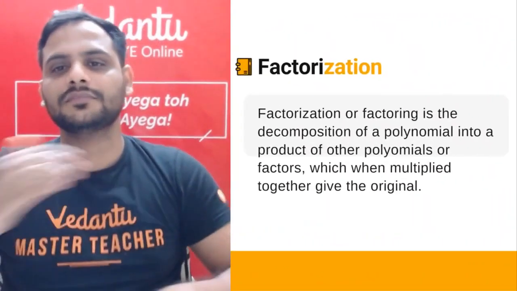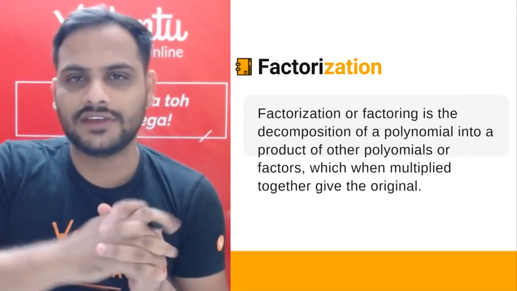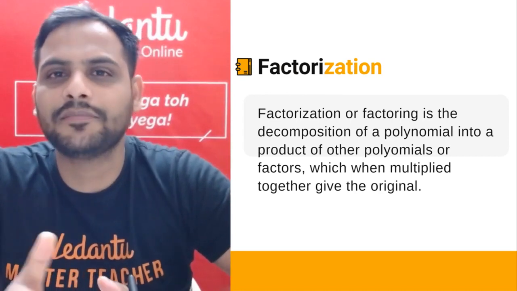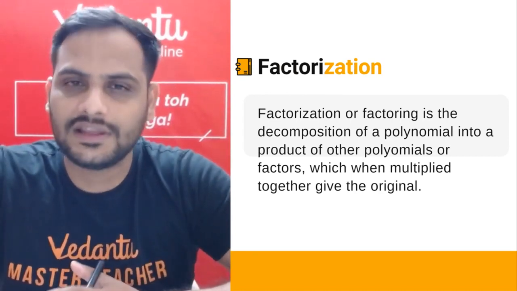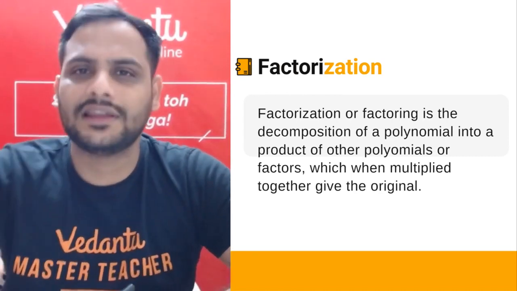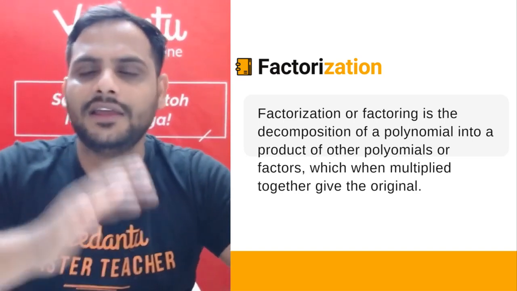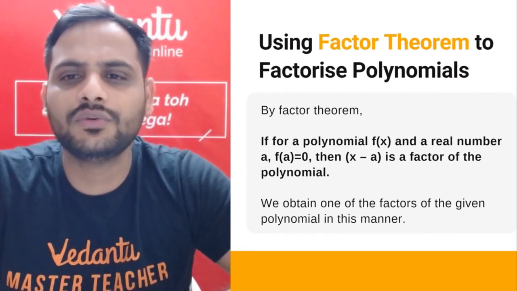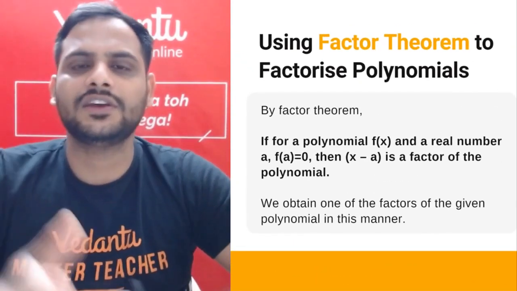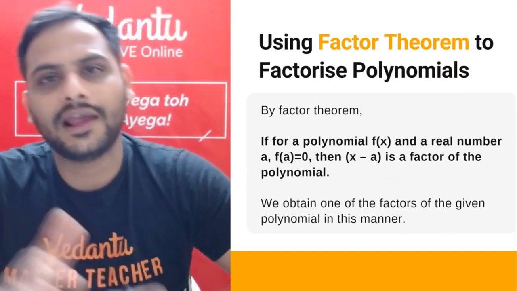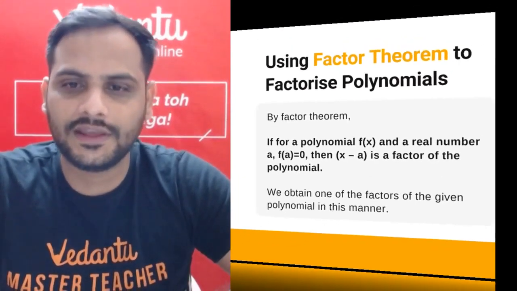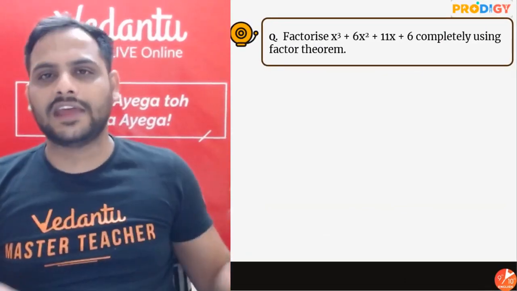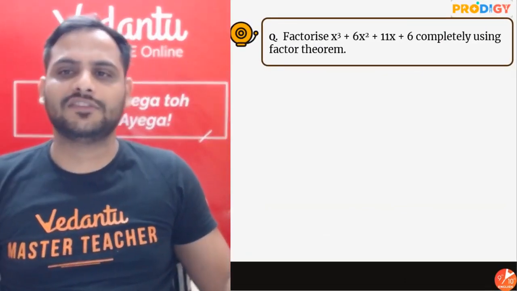Next is your factorization. We have already told that factorization is writing a polynomial as a product of its factors, and those factors we will be writing here as linear factors. So here, beta, we will be using the factor theorem: if x equal to a is a zero, x minus a will be the factor. Let's start with this question. What is this question? Factorize x cube plus 6x square plus 11x plus 6.